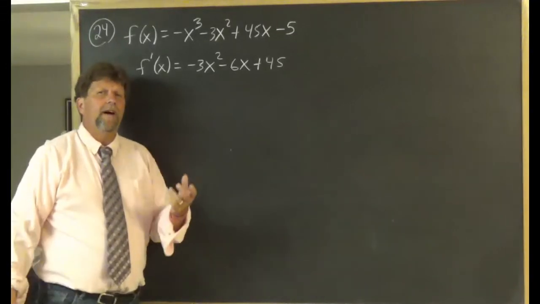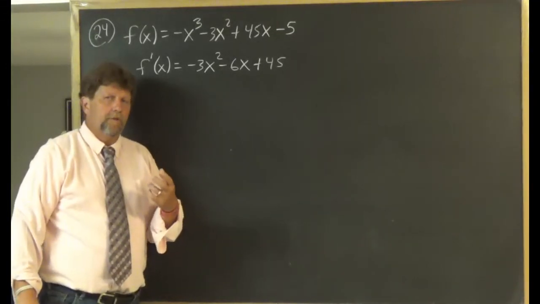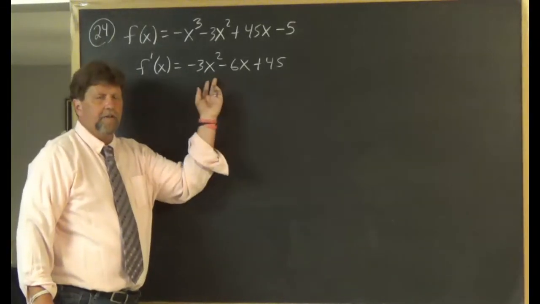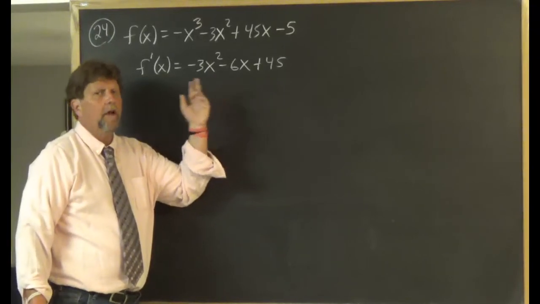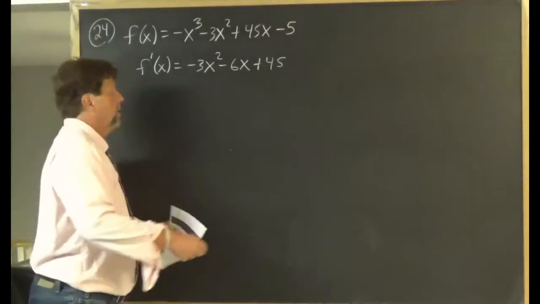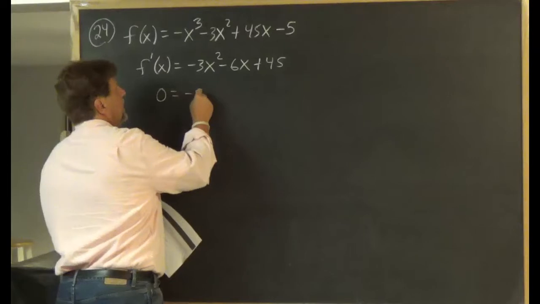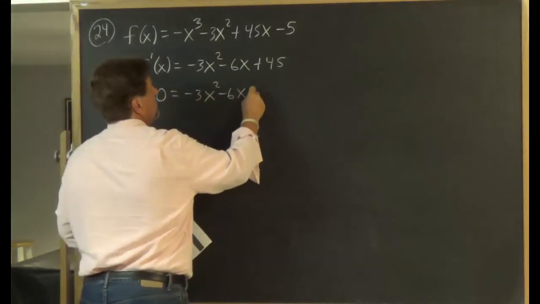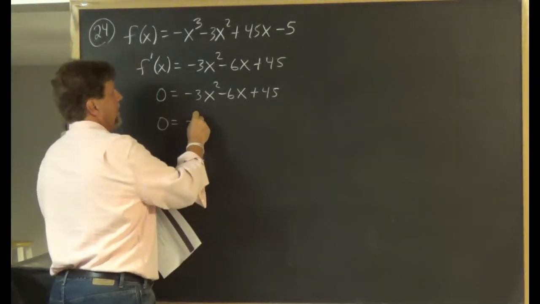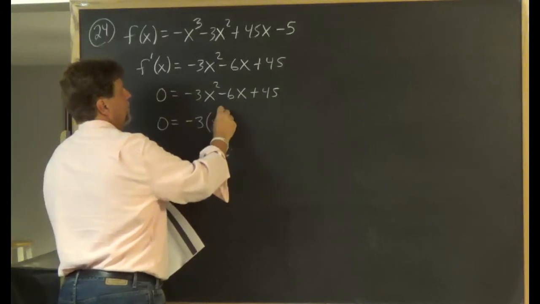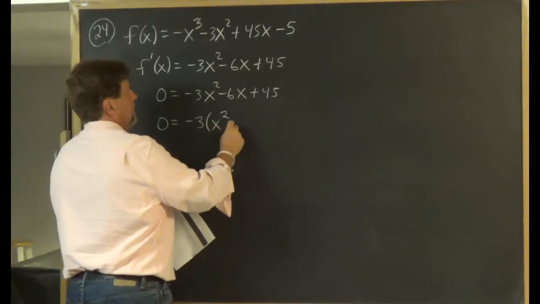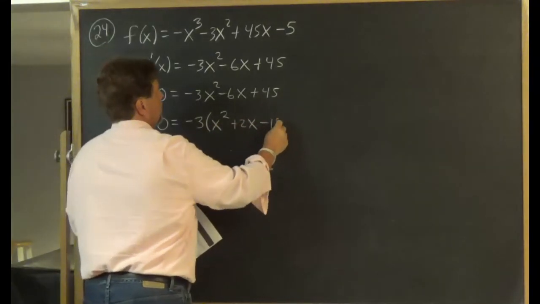So let's do the undefined case first. This derivative is undefined nowhere. It's defined for all values of x. It's a quadratic function. It's a polynomial function. Polynomials are defined everywhere. So the only critical values will occur where the derivative is equal to 0. And in trying to solve this little quadratic, I would probably begin by factoring out a -3, taking out a greatest common factor. And so I'd have -3 times the quantity x squared plus 2x minus 15.